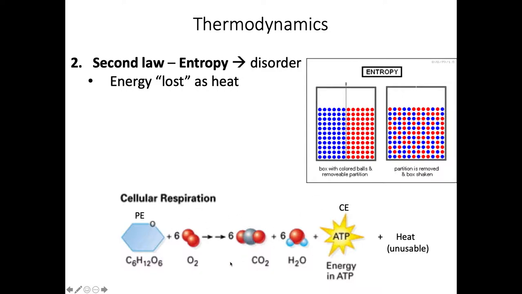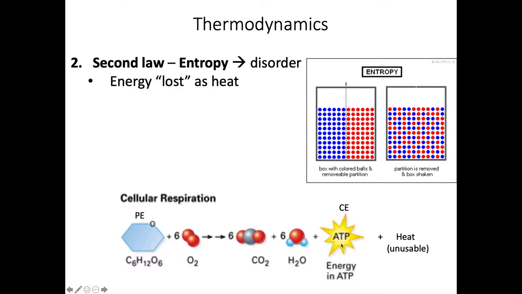For example, cellular respiration. So here, this molecule of glucose and this molecule of oxygen, well, what we have to do is create entropy, disorder, and rearrange these bonds so that we can make different types of molecules. So for instance, carbon dioxide, water, ATP.